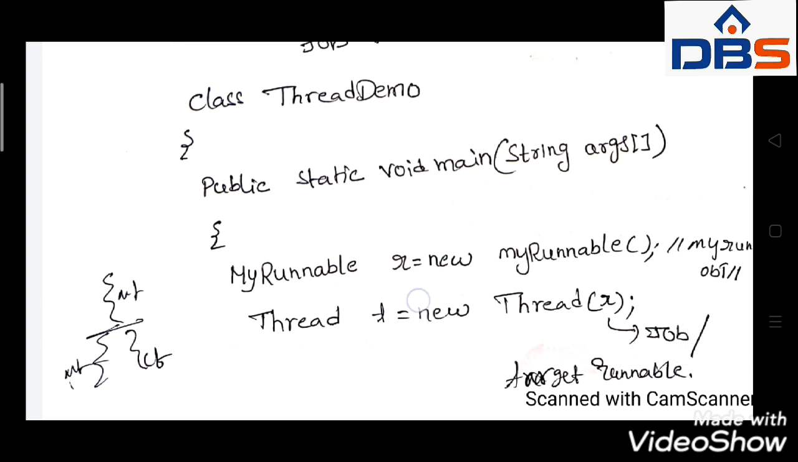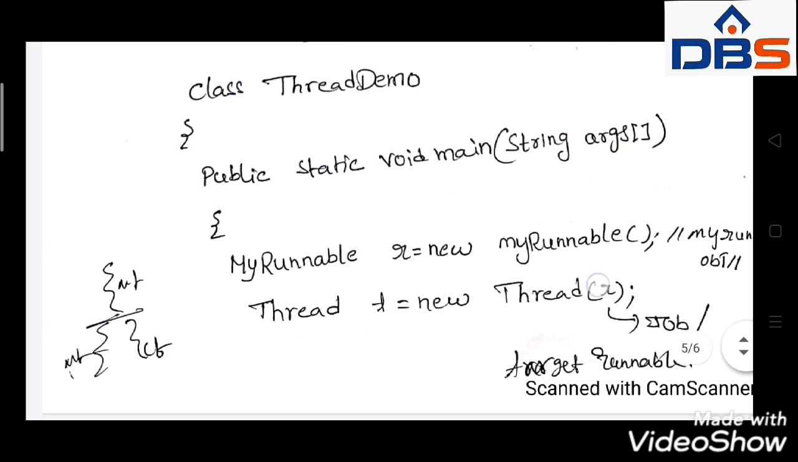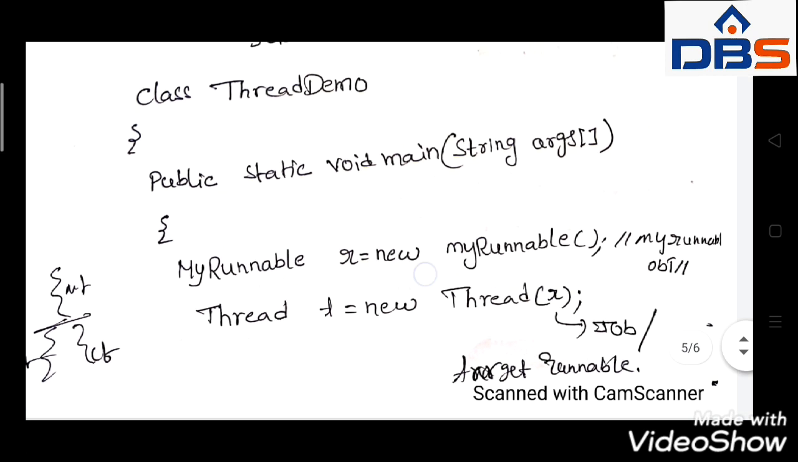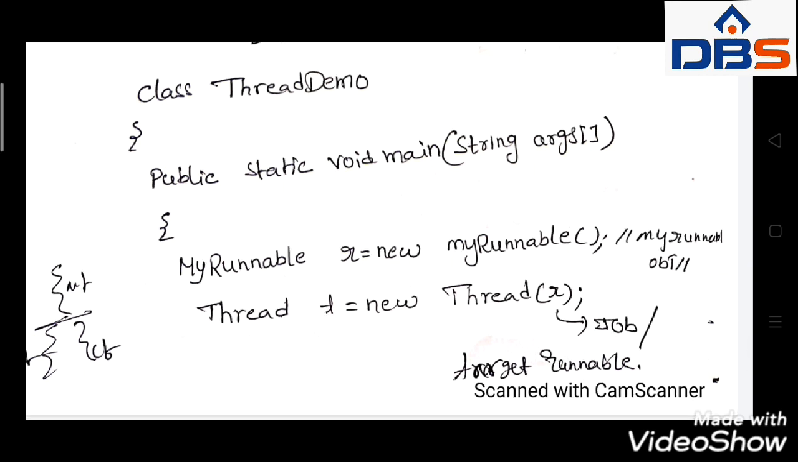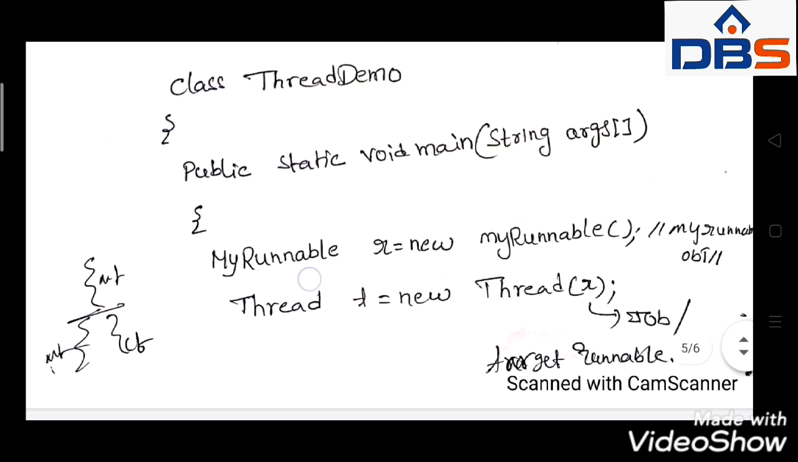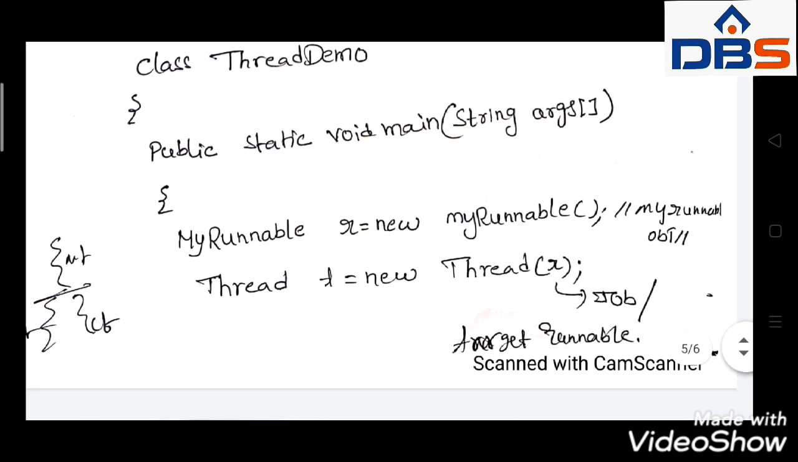So the object is r. Here we are creating a Runnable object, not a thread object. That's why I named it r. r is equal to new MyRunnable. Here we are creating a MyRunnable object, it's not a thread object. MyRunnable r = new MyRunnable().